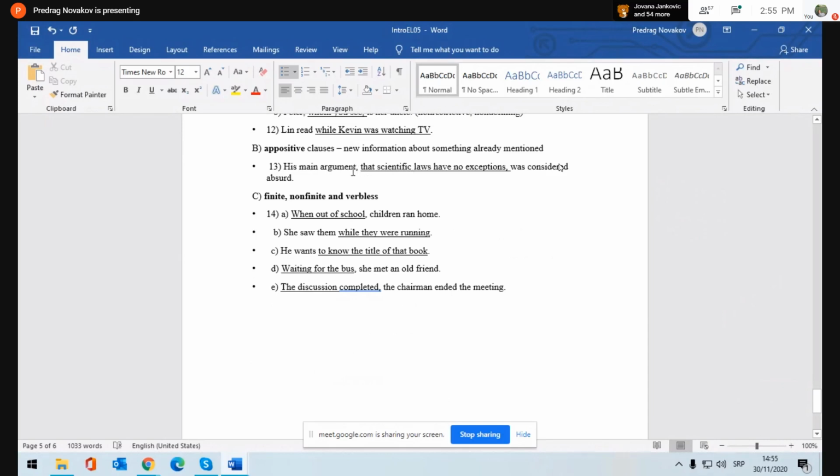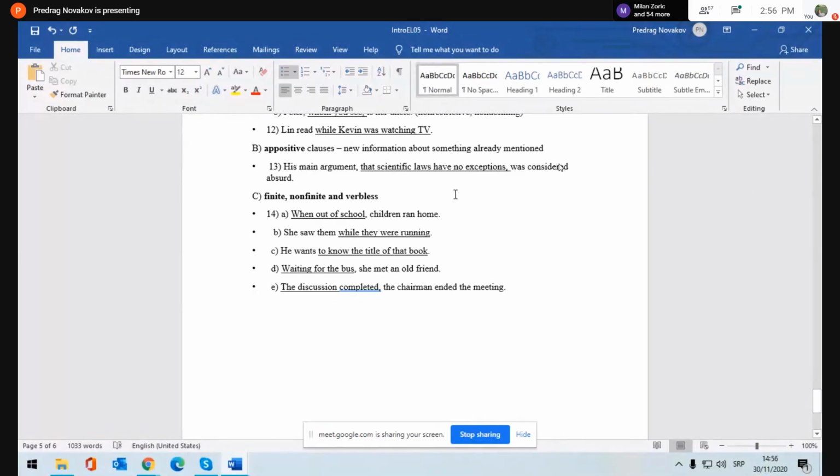The underlined structure is an appositive clause. Pay attention to the commas at the beginning or at the end, okay? And this is something, okay, let me ask you for a comment. What do you think about this one? This is a new piece of information. We can omit it. His main argument was considered absurd, but we then don't know which argument, okay? So it can be omitted, but then we need clarification. This is what I have here, new information about something already mentioned.